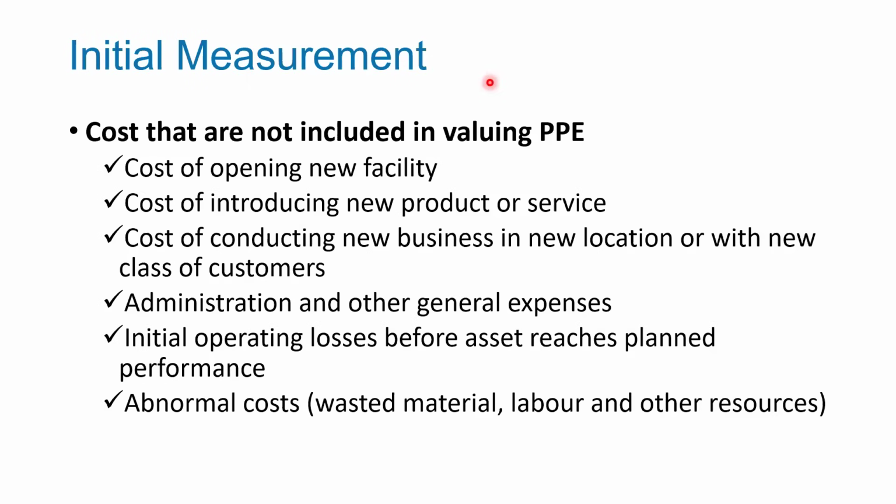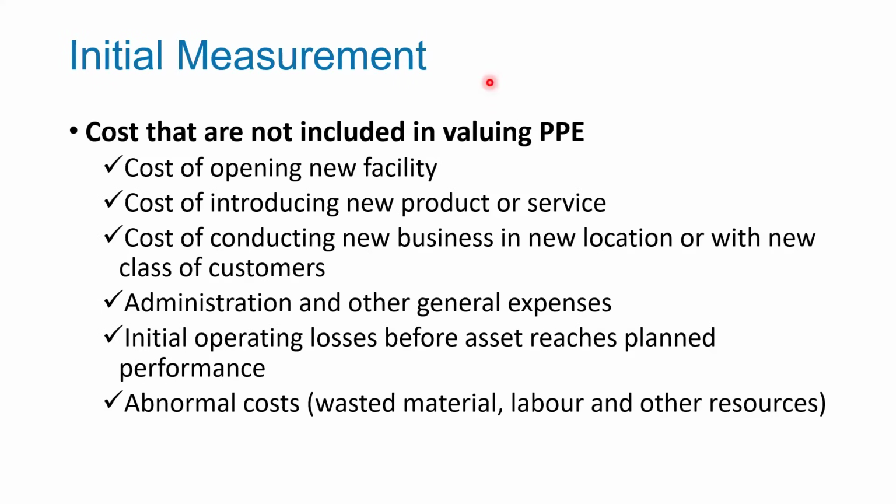Abnormal cost of wasted time. If there was wasted time, the staff were not doing anything, the time was wasted, yes we paid them, it's not part of the cost of the asset. So that portion that was wasted, calculate it and subtract it. That's what the standard is saying.